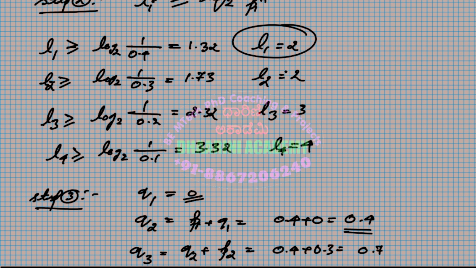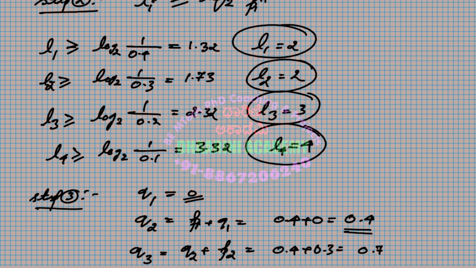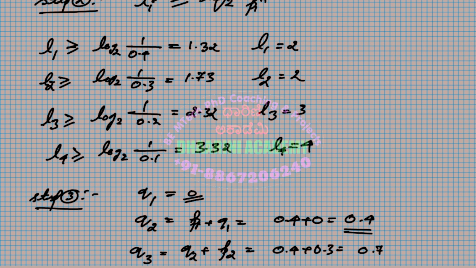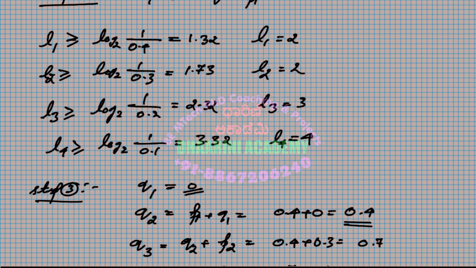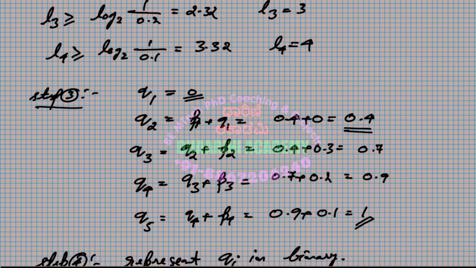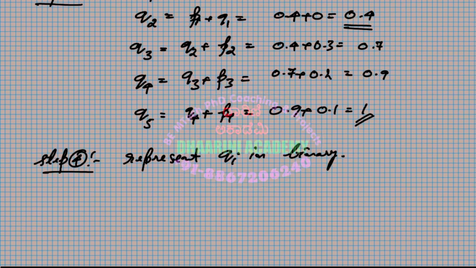Q1 should be of length 2. Q2 should be of length 2. Q3 is length 3. Q4 is length 4. This has to be satisfied. That's why we calculated the minimum length required to represent the symbol using step number 2. I just have to refer to these numbers L1, L2, L3, L4 whenever I do the conversion. But the first one is very simple because it is 0. 0 can be represented in any format, whether binary, hexadecimal, or decimal notation. It is going to be 0 only. So directly you can write the answer Q1 is equal to 0.